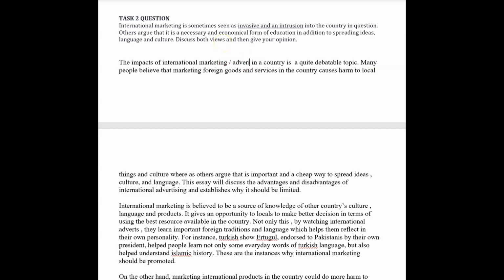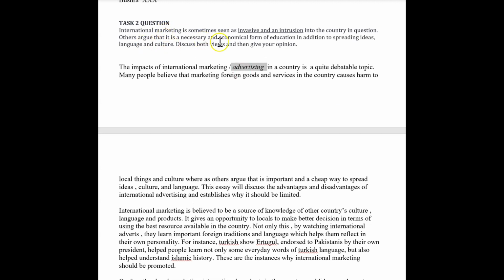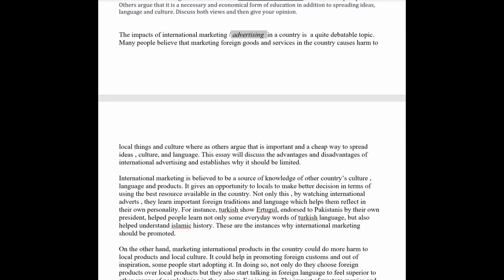And then this essay is really about advertising. So advertising in a country is what we're talking about here. Not just trade, as in selling goods, but advertising as in how they're sold. Many people believe that marketing foreign goods and services in the country causes harm to local things and culture, but others argue it's important and a cheap way to spread ideas. Okay, you get the idea, but what's happening is that you're kind of almost taking too much of this. It's like you're paraphrasing exactly what you can see rather than really understanding. So for me, I think you'd need to go a little bit further away from this. So, many people believe causes harm to local things.